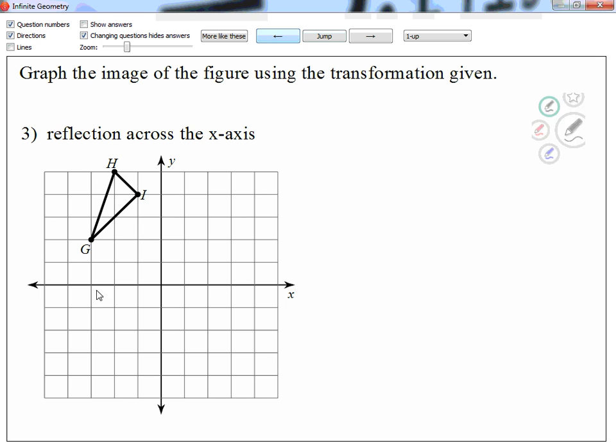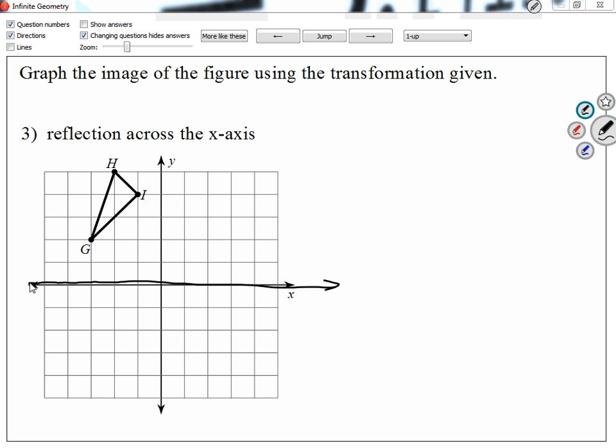My x-axis, so I need to identify my mirror, which is that one. My figure is on the top, so I'm going to bring it to the bottom. But count spaces. G is 2 spaces from the mirror. G prime should be 2 spaces on the other side. I prime should be here. And H prime should be here. And once again, I was counting spaces.